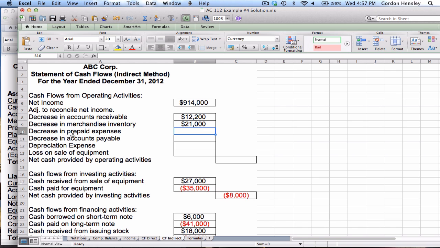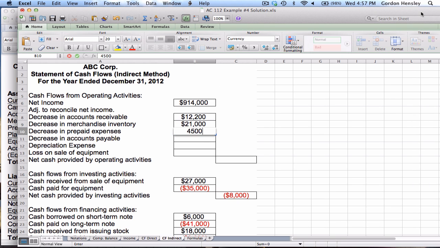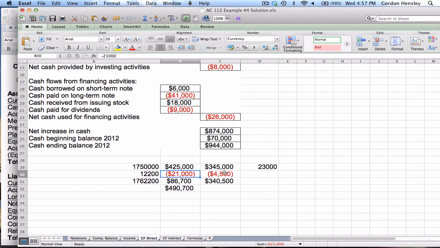Then it says decrease in prepaid expenses. Right there are my prepaid expenses, 18,000, 13,500. So that decreased by how much? $4,500. And again, right there is my decrease in prepaids. I'd actually calculated that previously.